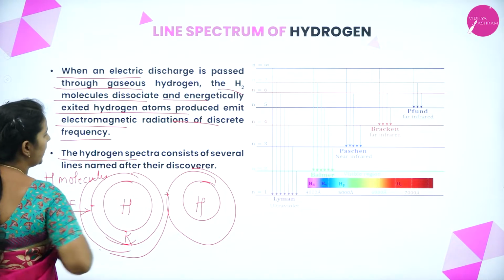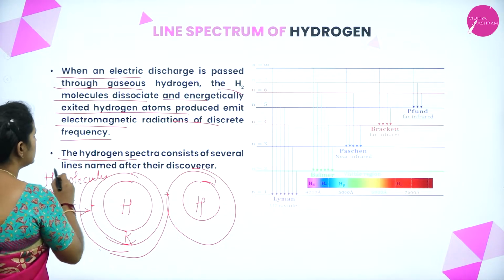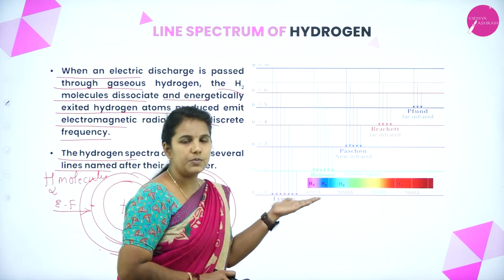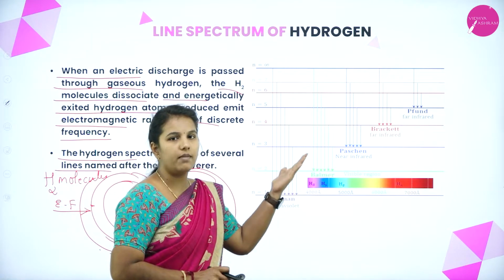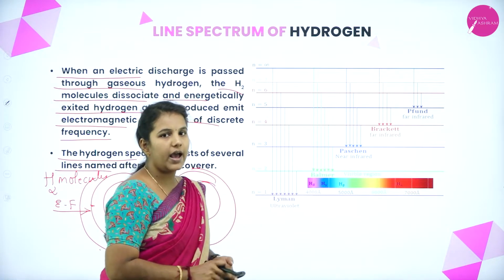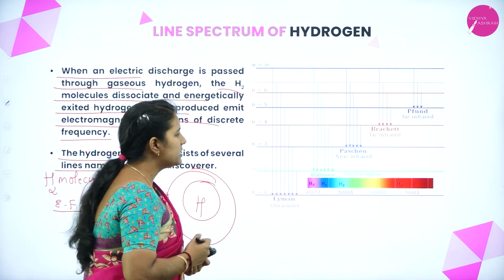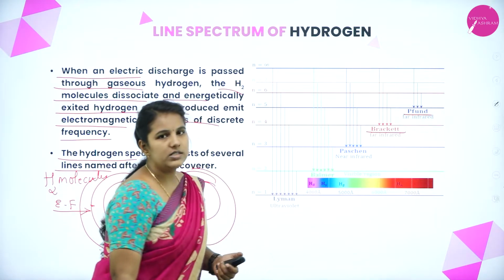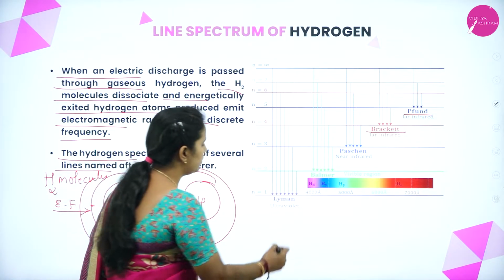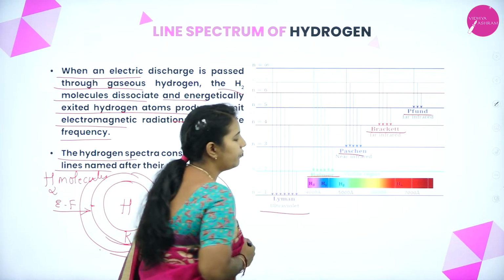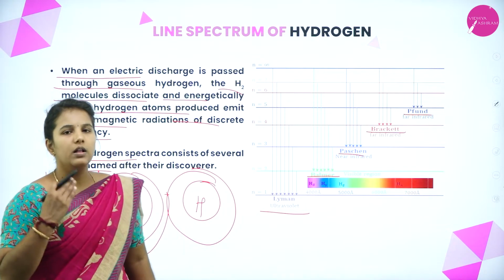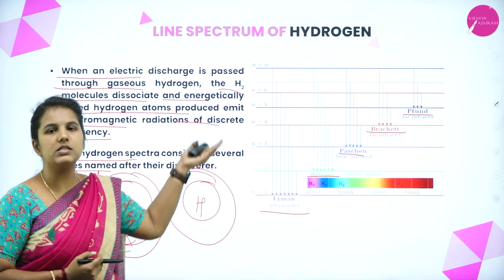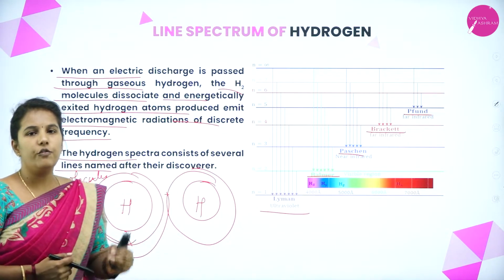So the hydrogen spectra consist of several lines, and each is named after its discoverer. The line spectrum of hydrogen consists of 5 main series, named Lyman series, Balmer series, Paschen series, Brackett series, and Pfund series. Here P is silent. So how many series are there? There are 5 series.